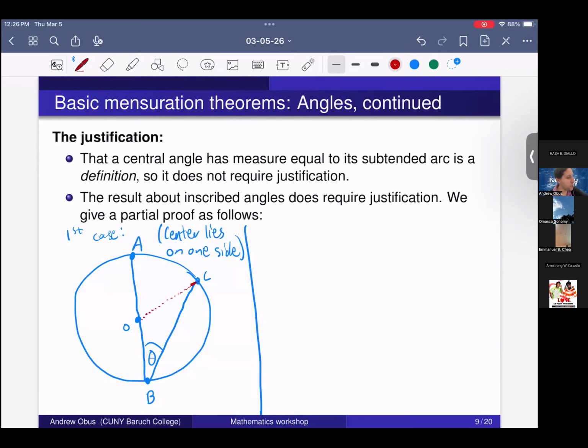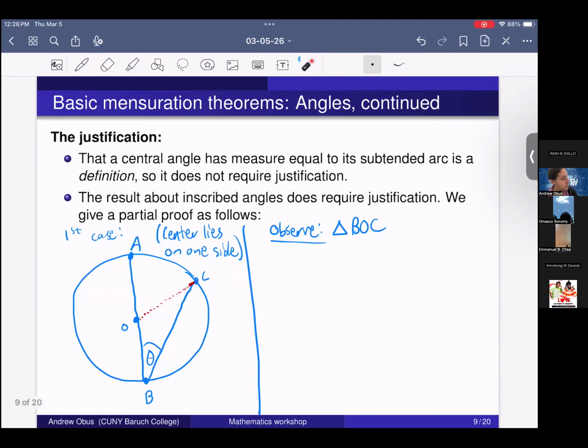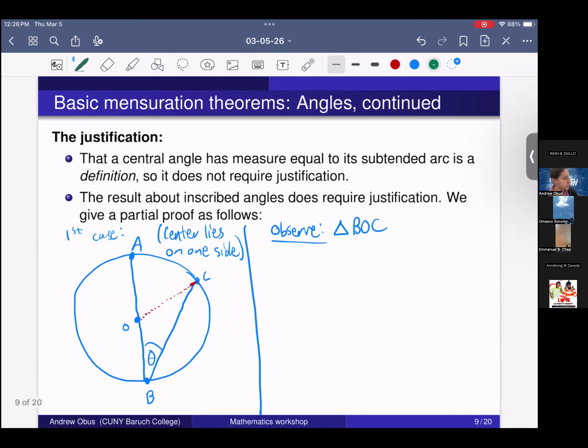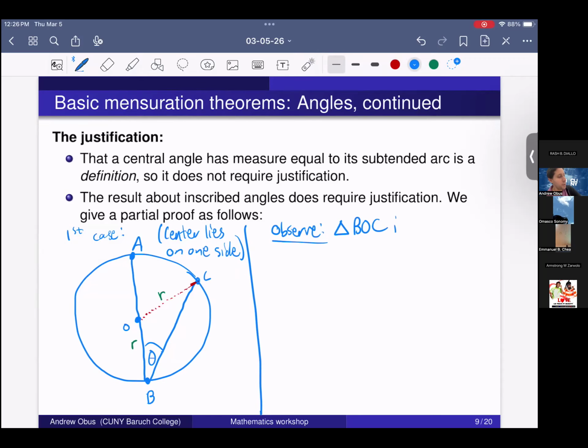And then one thing that we should observe, so I'll write this over here. Let's observe that the triangle BOC, well, what do we know about this triangle? Well, this side is a radius, and this side is a radius, right? And that means they've got the same length. The lengths of these sides are both R. Whatever the radius of the circle is, they both have the same length. Or in other words, triangle BOC is isosceles.